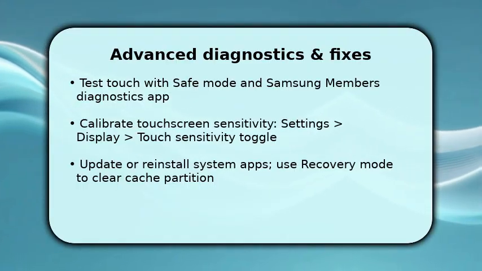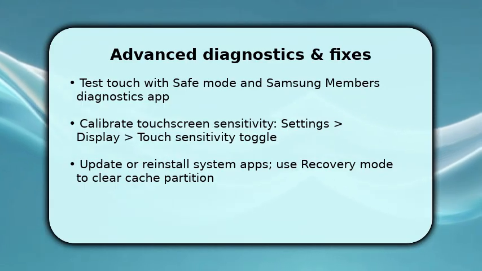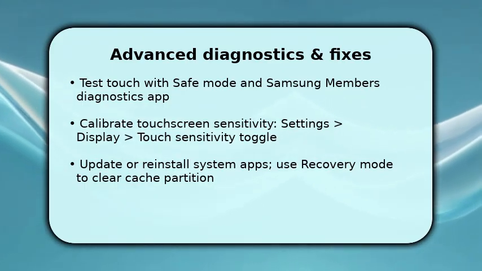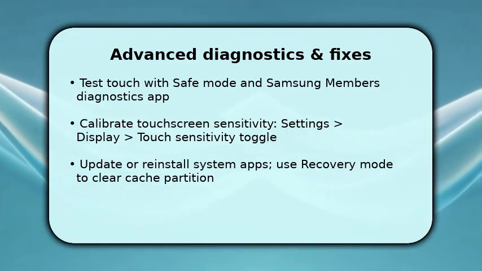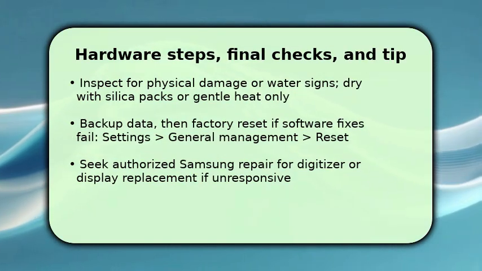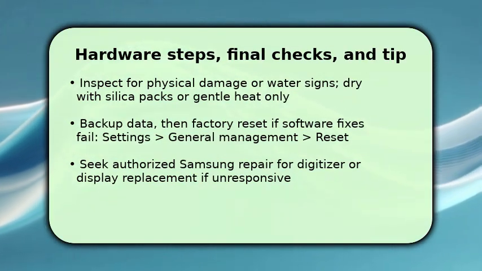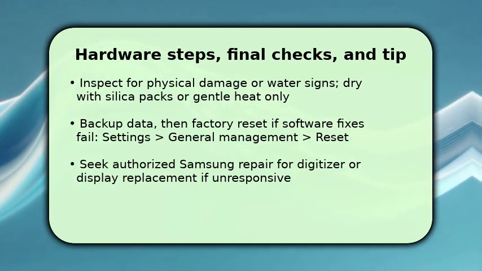If problems persist, boot to recovery mode and wipe the cache partition to remove corrupt temporary files. This preserves data while refreshing system resources, often restoring touch responsiveness. If software steps fail, inspect the screen edges and connectors for physical damage or moisture. Look for corrosion or fog under the glass.